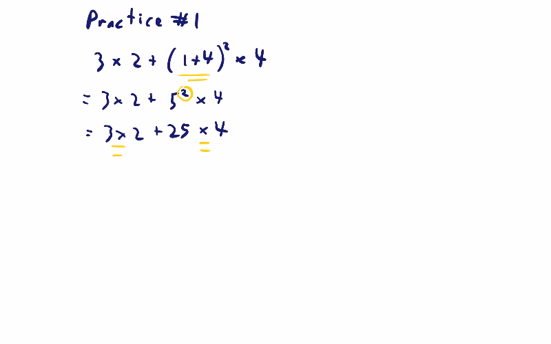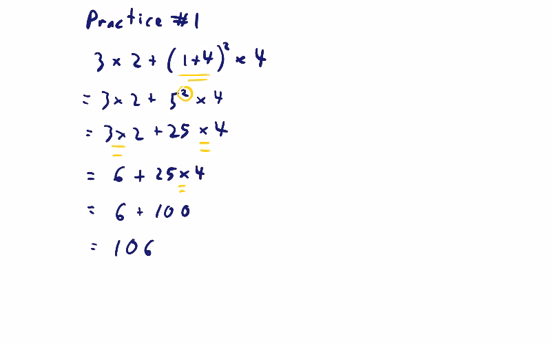Typically you would just read from left to right and do it that way. So if I were to switch back, I would say this is now 6 for the first one plus 25 times 4. And now I will do the second multiplication in the next step. Equals 6 plus 25 times 4 is 100. And now I'm left with a simple addition problem, so I get 106 as the final answer.